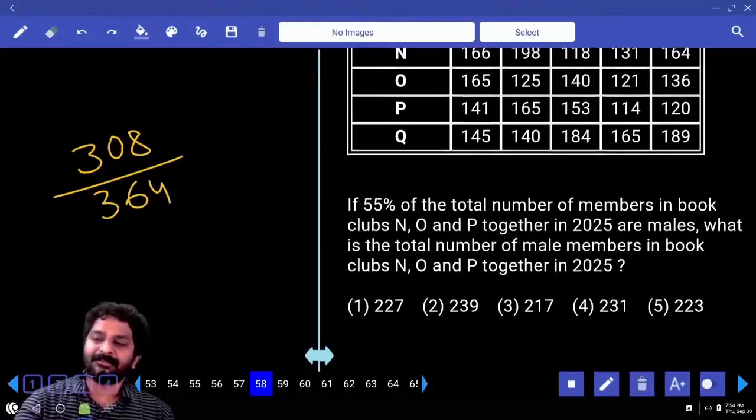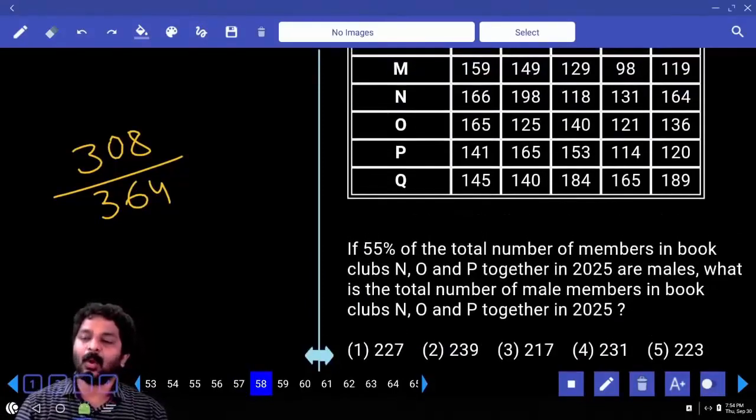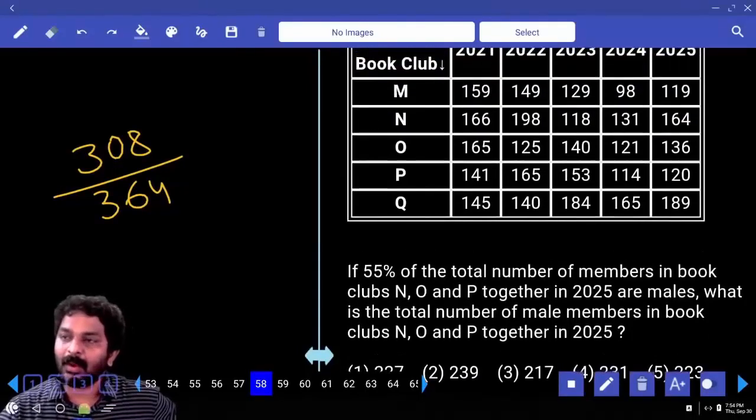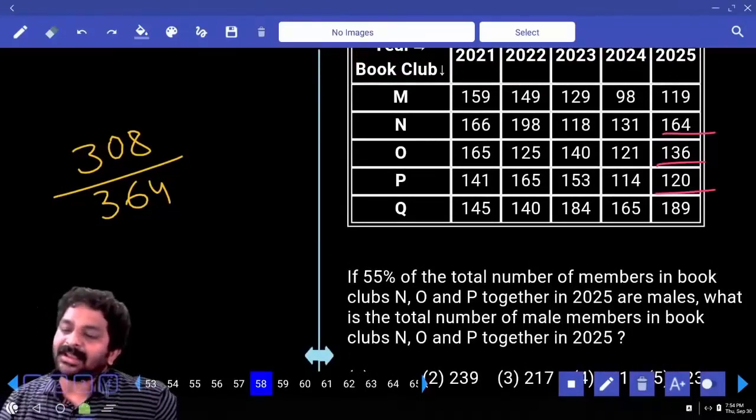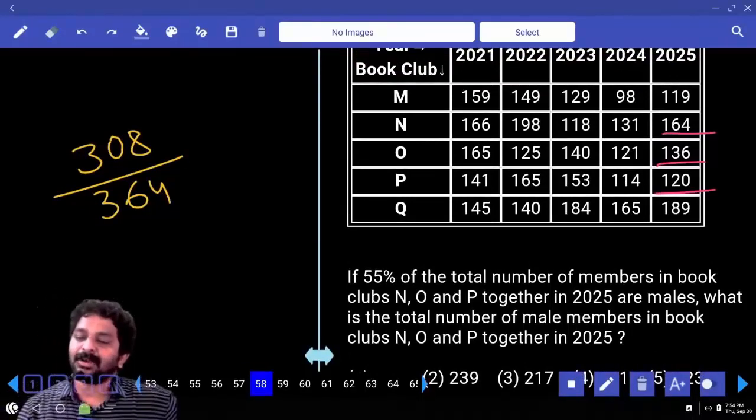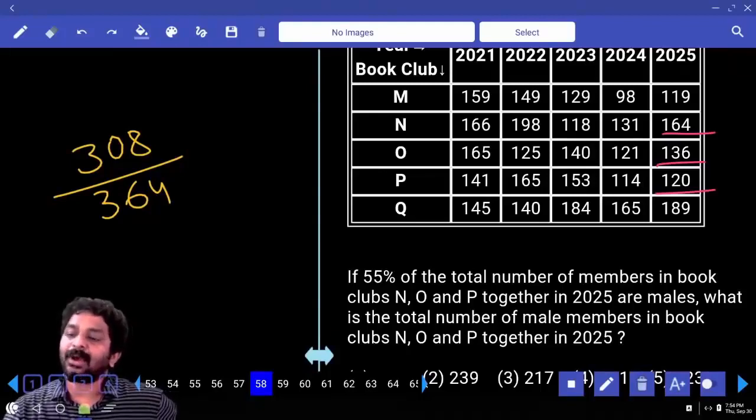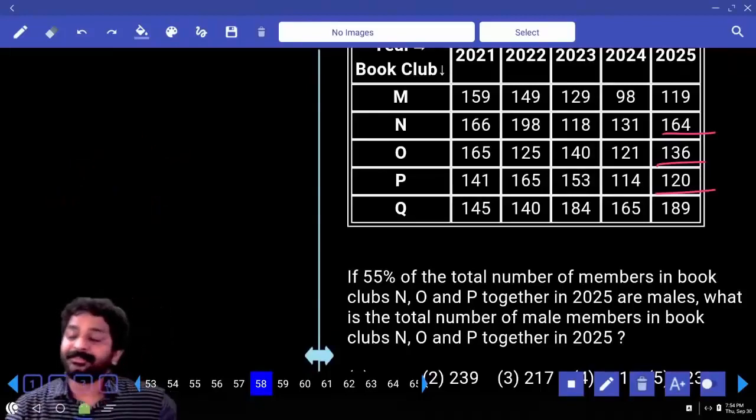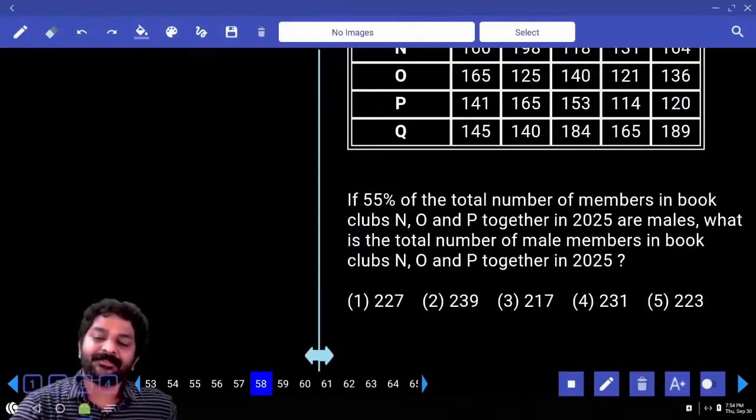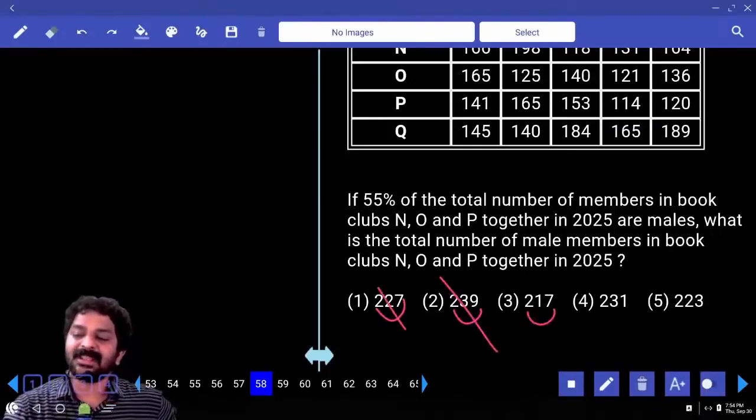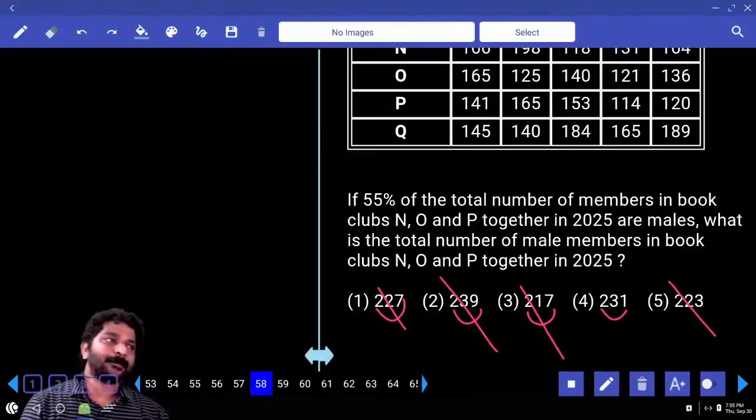If 55% of the total number of members in book clubs N, O, P in 2025 are male, what is the total number of male members in book clubs N, O, P together in 2025? So what percentage are male? 55% is a multiple of 11. Then the answer must be a multiple of 11. Is your first option a multiple of 11? No. Is your second option a multiple of 11? No. Third option? Fourth option? Fifth option? Fourth, final answer. You don't have to consider the data also.